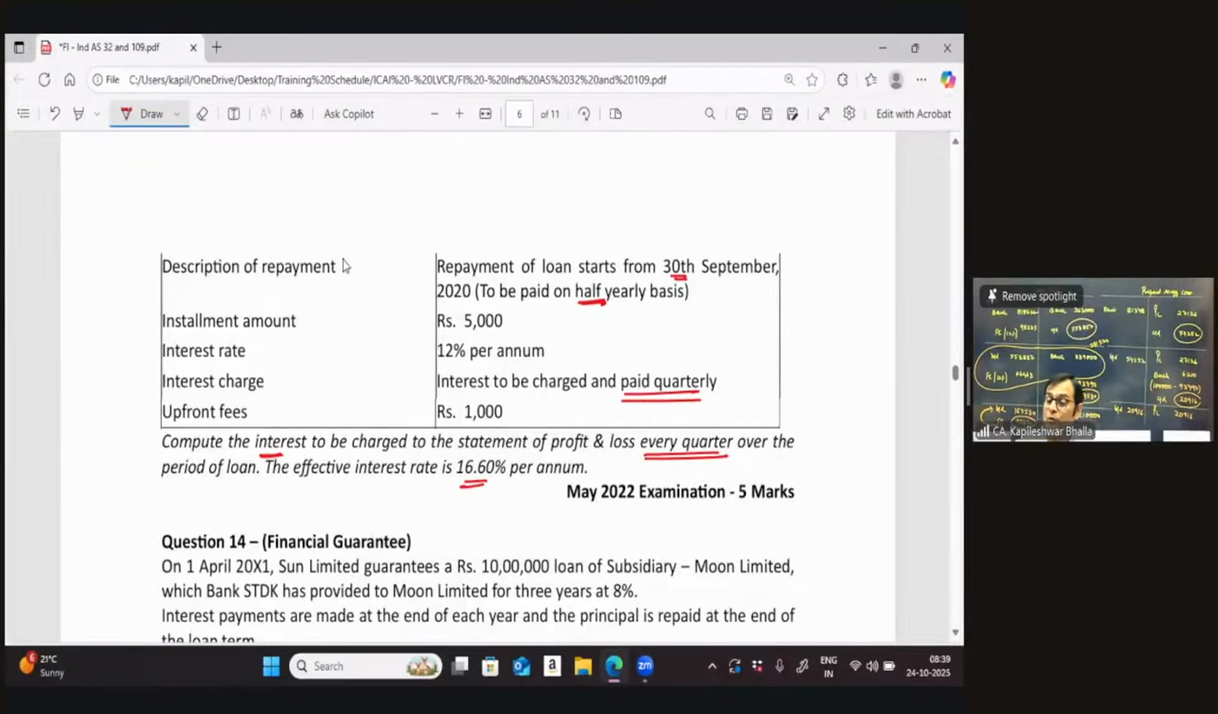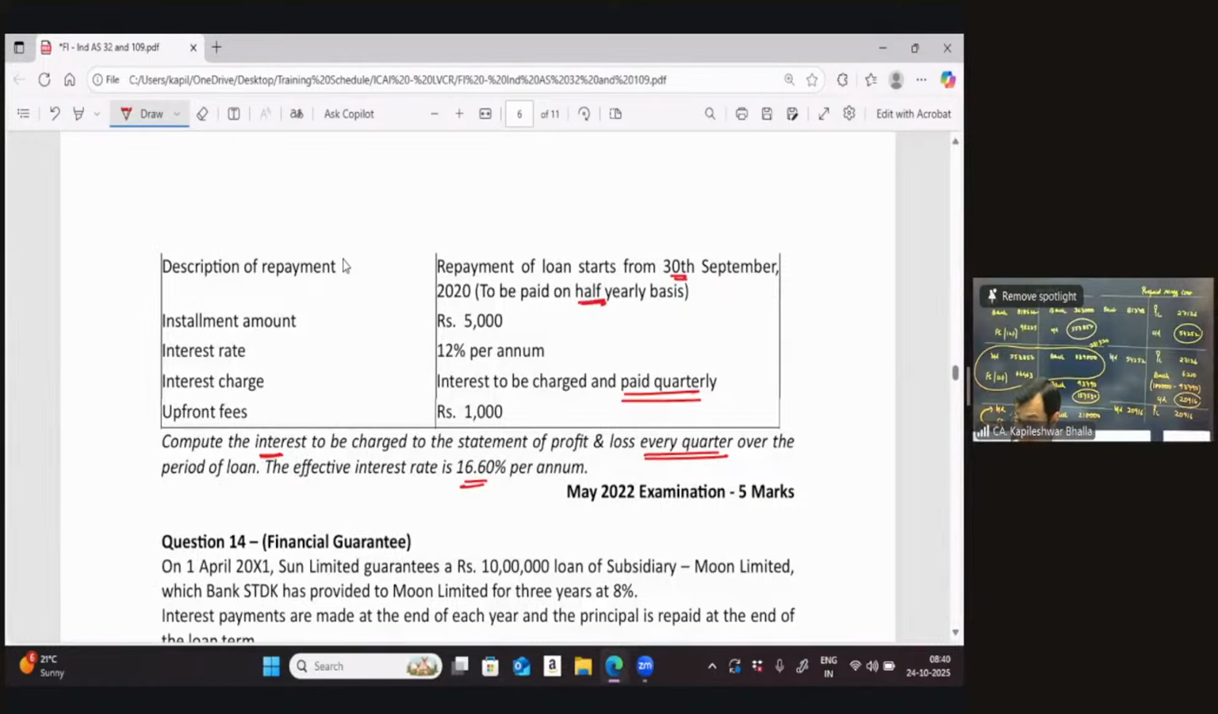Now, there are 2 interesting inputs to be seen. One is that the loan is being repaid in half-yearly installments, but the interest is paid on a quarterly basis. So the interest movements are 4 times a year, but the principal movements are supposed to be twice a year. So we need to be very careful in terms of accounting.